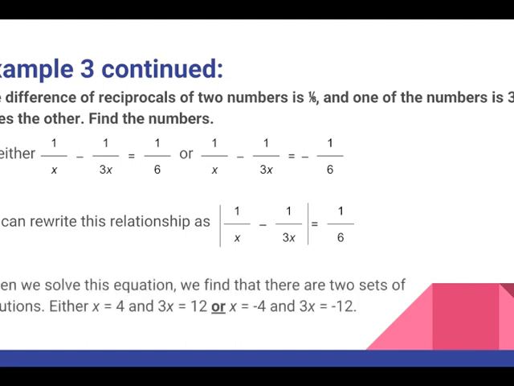So we can solve this for the positive case, and that would give us that x equals 4 and 3x equals 12, which is what we got on example 2. Or, in the chance that it all equals -1/6, we would get that x equals -4 and 3x equals -12. So we actually have two different sets of solutions. It can either be 4 and 12 or -4 and -12 for our numbers when we don't know that they're both necessarily positive.